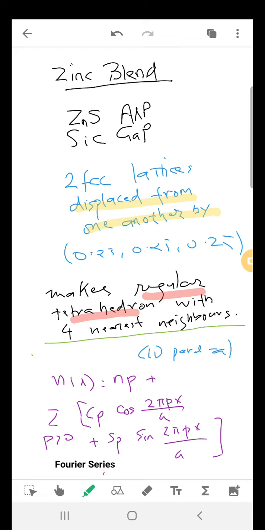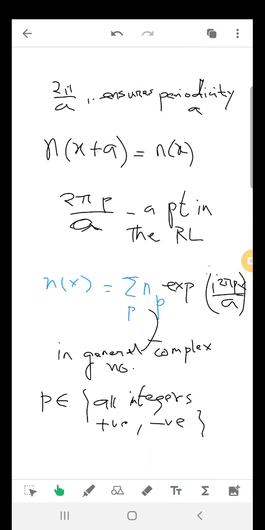Now we move on to the periodicity of a lattice. So any one-dimensional periodicity of a can be expressed in the following Fourier series. Here n_p are the Fourier constants. This 2 pi by a ensures that there is a periodicity in a. So if we increase the value by a, which is a translation, we will get back the same value. This is what periodicity is.